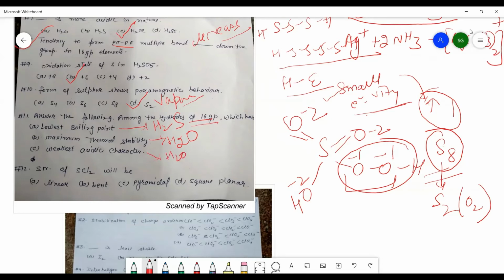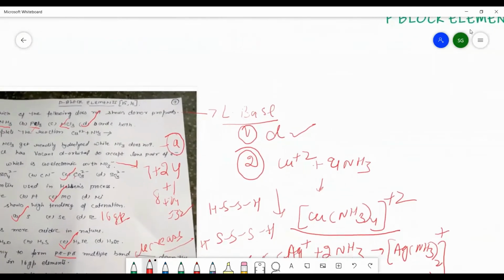Now the last question of this assessment is question number 12: what will be the structure of SCl2? Pyramidal, square planar, bent or linear? It is bent in shape. When you see the structure of SCl2, it will be like this, which has 2 lone pairs of electrons like water. So we have covered here assessment test 3 for the p block elements.